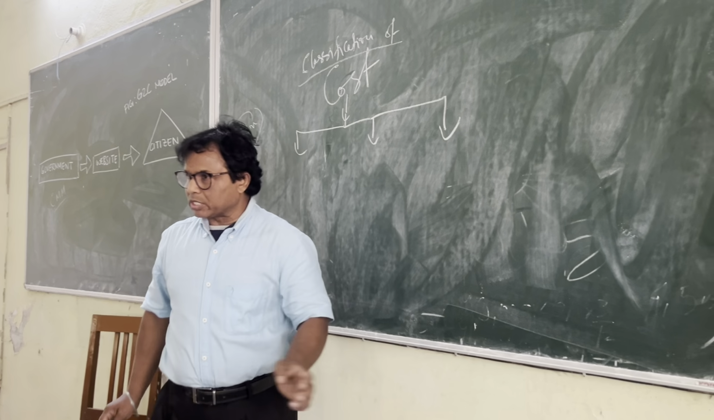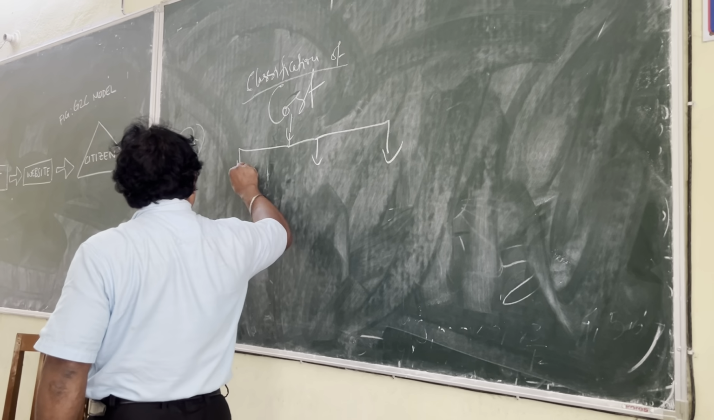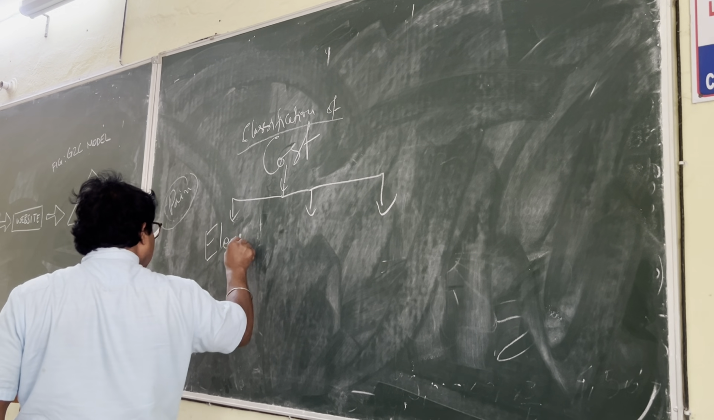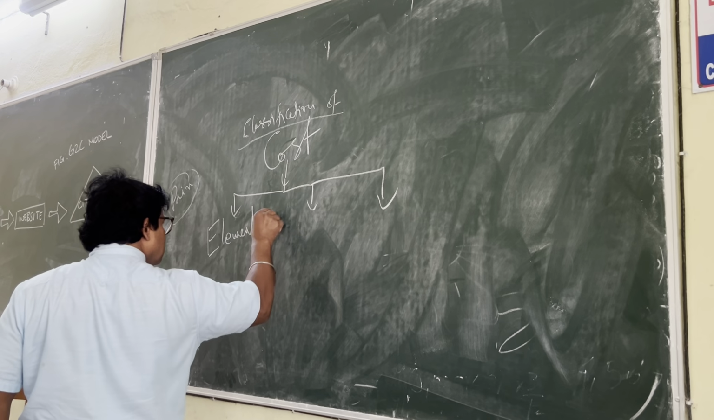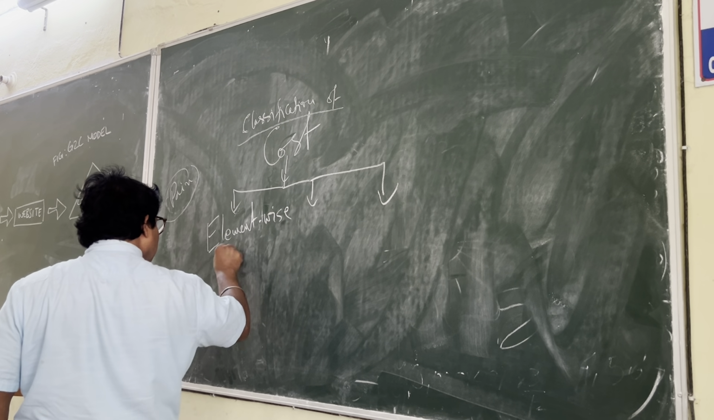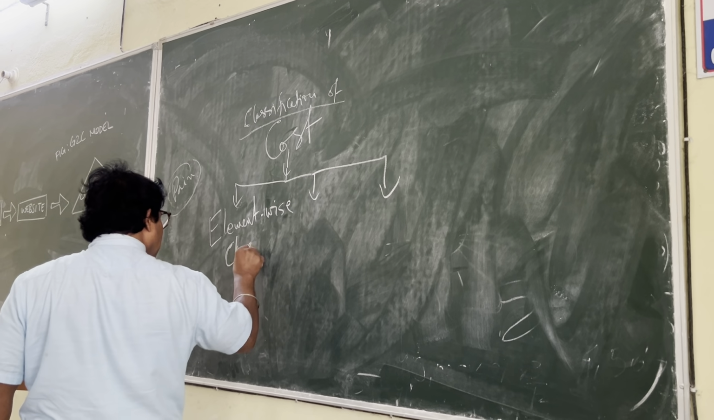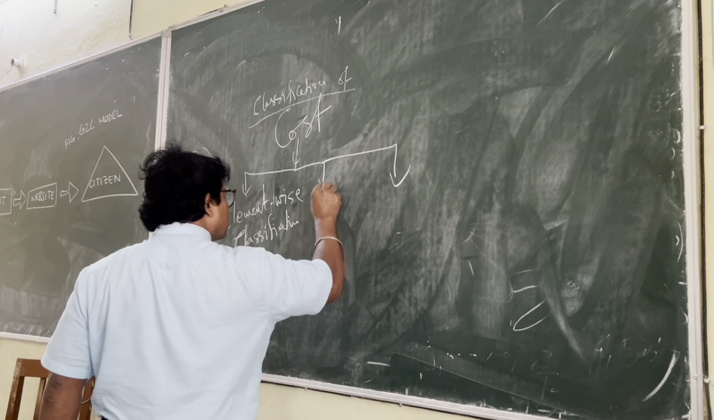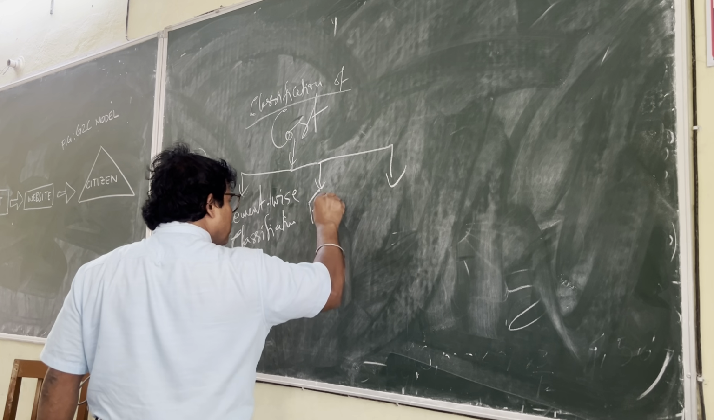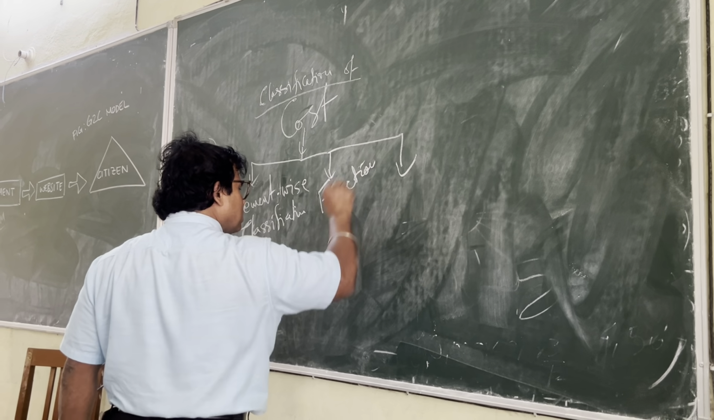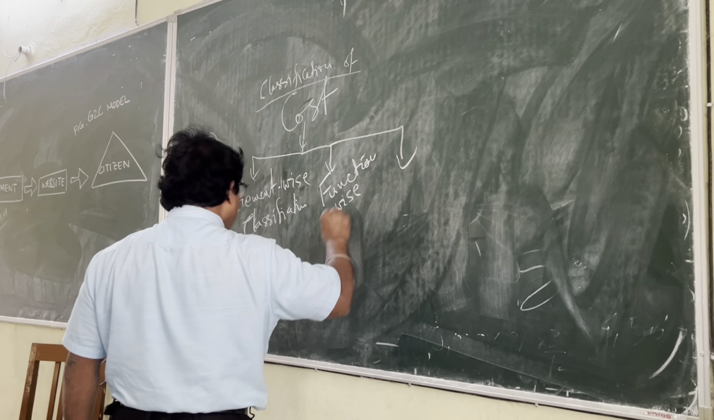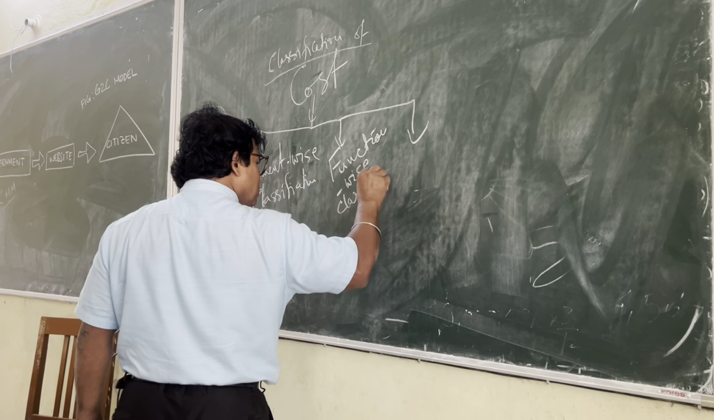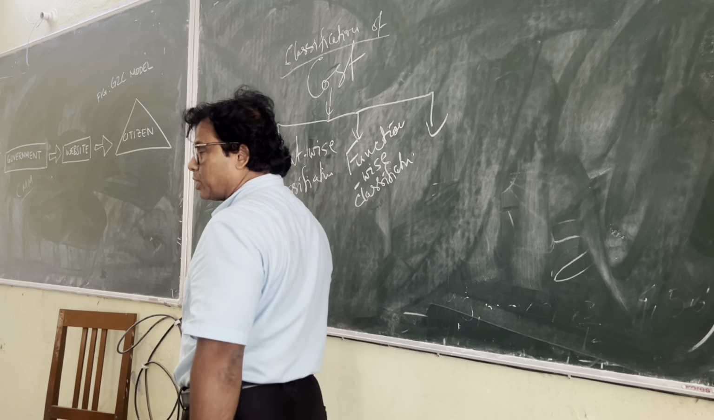How? Let me put it here. There may be a question, cost classification. Number 1 is element-wise classification of cost. And number 2, function-wise classification. And can you tell me the last one? Same cost you can classify element-wise, then function-wise, and then one more.